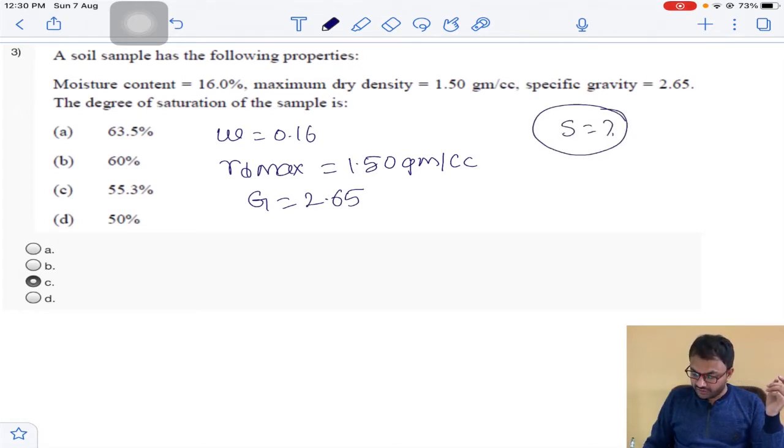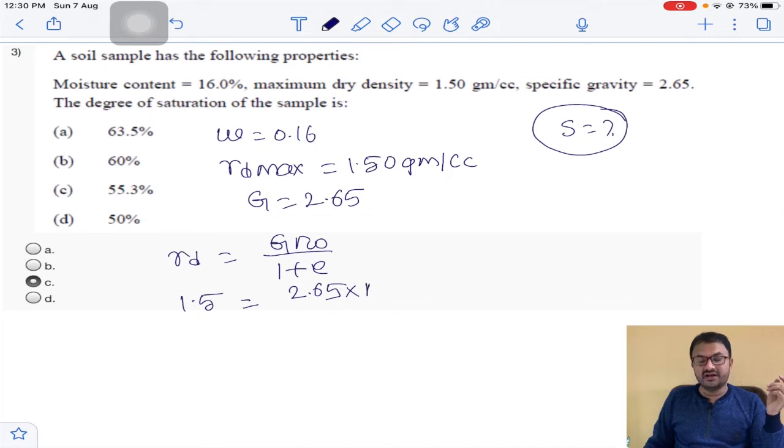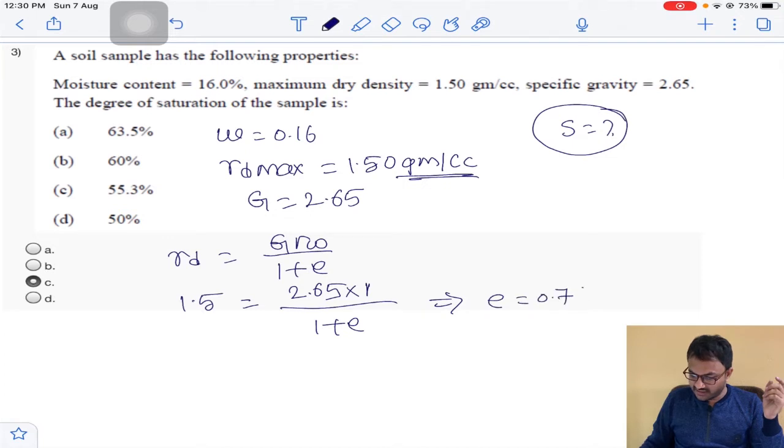We know gamma d is equal to G gamma w by 1 plus e. Gamma d is 1.5 as he has given, and G is equal to 2.65, and gamma w is equal to 1. He has given the units for gamma d as gram per cc, so in that case we need to consider gamma w is equal to 1 gram per cc. So 1 plus e, how much e value will we get? e is equal to 0.76.